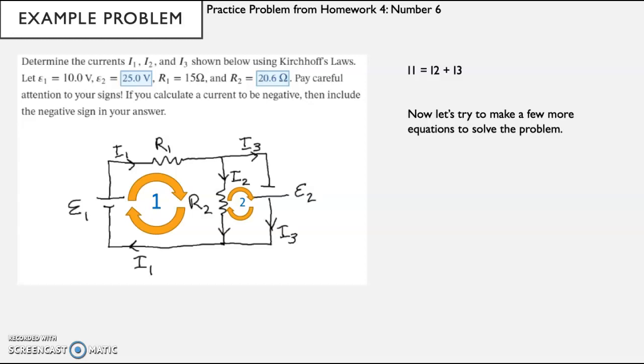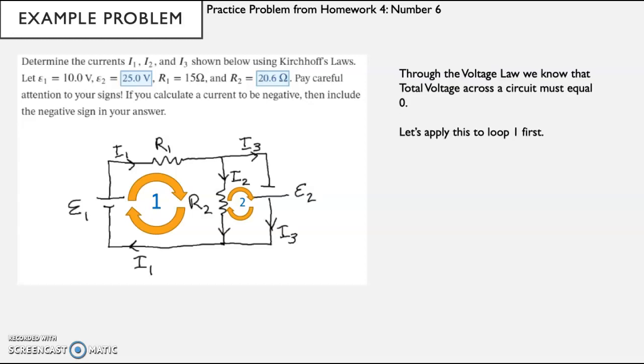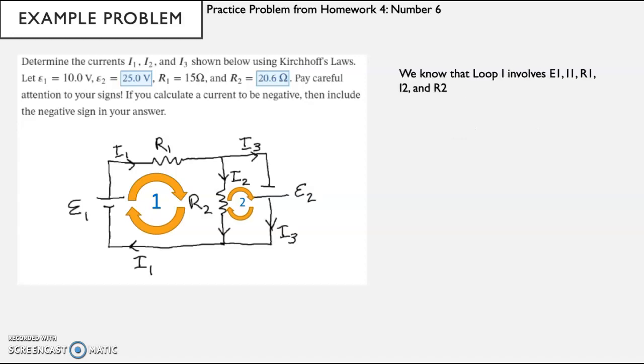So current 1 is equal to current 2 plus current 3. Now let's try to make a few more equations to solve the problem. Through the voltage law, we know that total voltage across the circuit must equal 0. So let's apply this to loop 1 first. We know that loop 1 involves E1, I1, R1, I2, and R2.